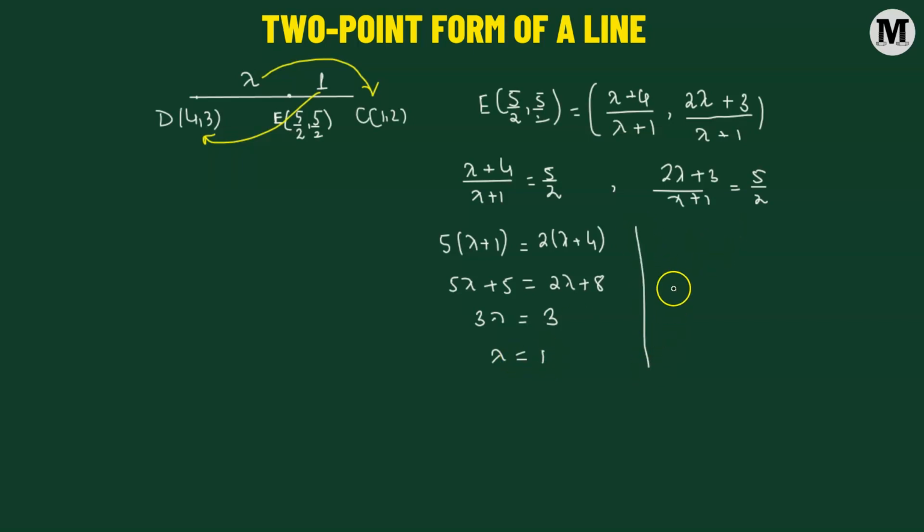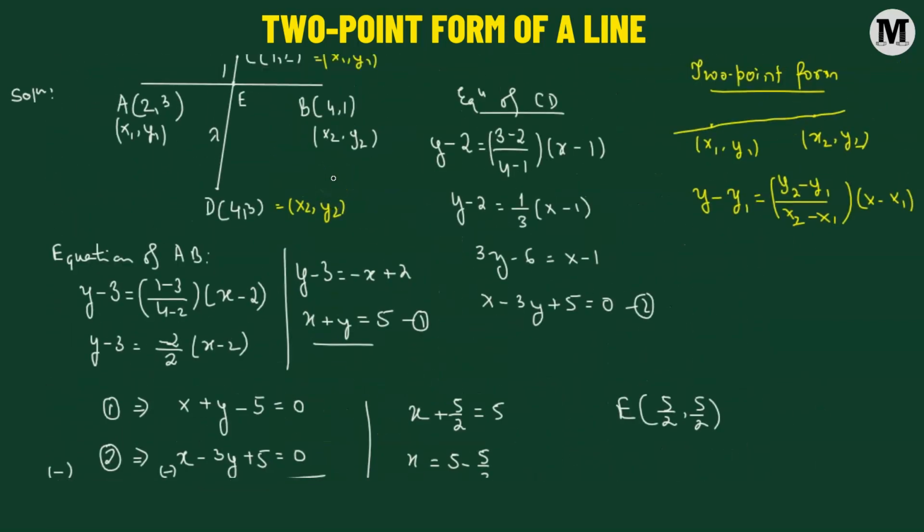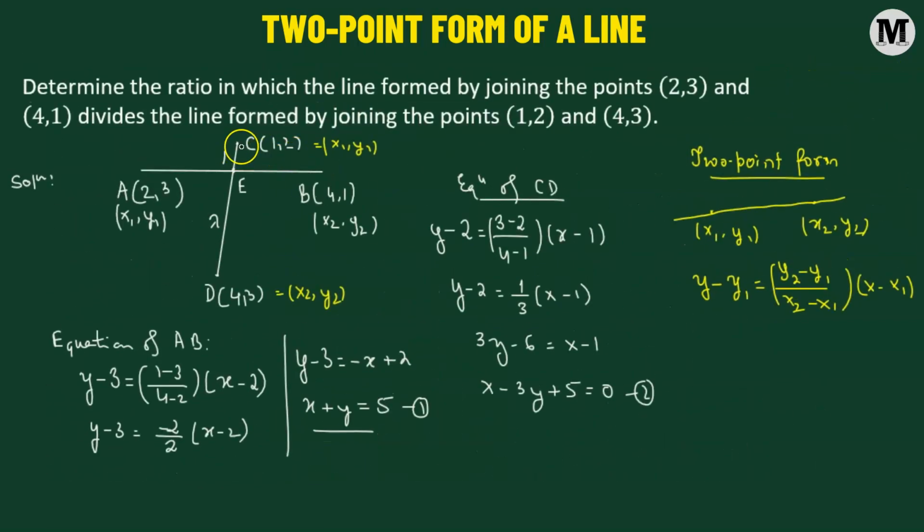So let's check with the other equation as well. Here we have 5 lambda plus 5 equals 4 lambda plus 4. So this is also giving us lambda equals 1, which means if we take lambda is to 1, that ratio comes out to be 1 is to 1, which means that indeed E is dividing DC in the ratio 1 is to 1. In other words, we can say that the line formed by joining points E and D is actually bisecting the line formed by joining point A and point B.